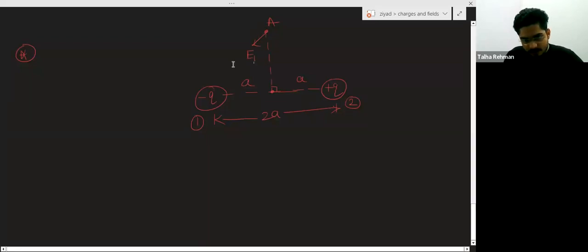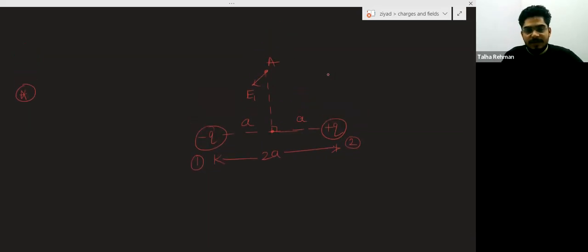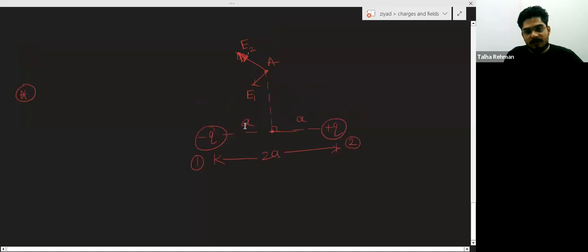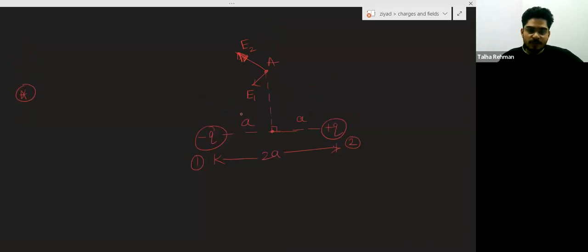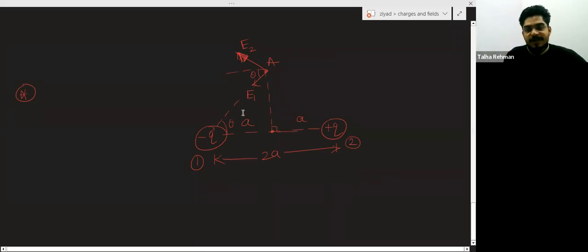There will be some distance also, this distance you will take, and due to this positive charge now, the electric field direction will be in this direction. Suppose this is E2. Okay, now what you will do, you will join this, and this angle is theta. Accordingly, with the help of the vector, you can find the value of the net electric field at this point.